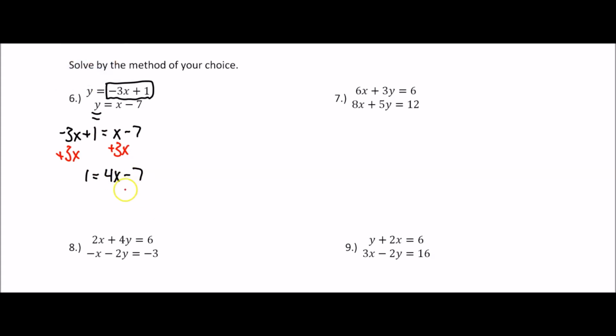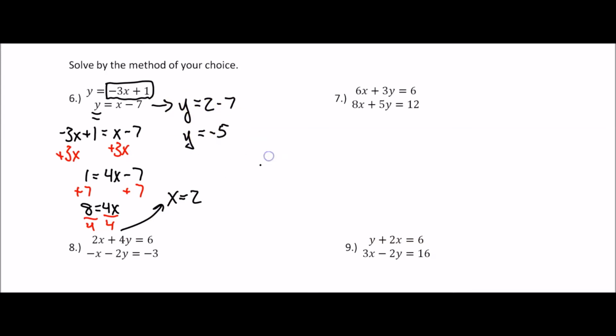Add that 7. And divide by the 4. So I find out that x equals 2. I still have to plug it back in to get y. I'll plug it back into this one. y equals 2 minus 7. So y equals negative 5. Okay? So it's the ordered pair 2, negative 5.